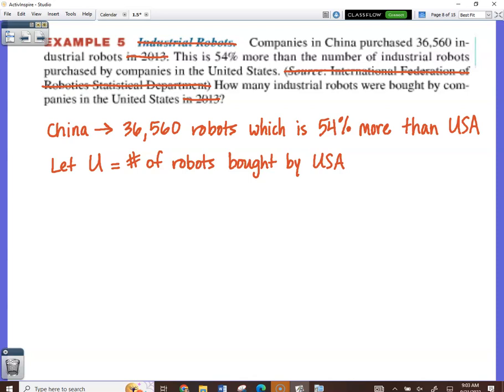Okay, so now you have to ask yourself, when you have an expression that says 54% more, China bought 36,000, which is 54% more than the U.S. Who bought more? China bought more. So imagine a little bar chart, right? Yes? Okay, and be dramatic about it, because then it helps you. Don't be like, oh, it's good. Just be dramatic. Who bought more? China. China bought more than the U.S., right?